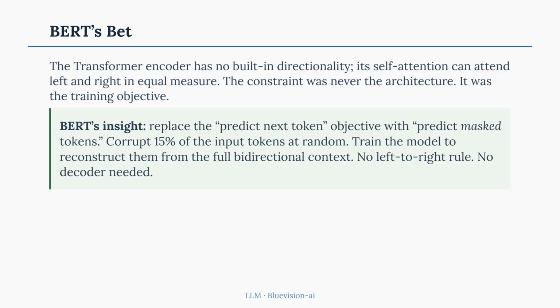BERT's answer: instead of predicting the next token, corrupt the input and predict the corrupted tokens. Randomly mask 15% of the tokens. Replace them with a special mask placeholder. Train the encoder to reconstruct the originals, using everything around them, left and right. No decoder needed, no left to right rule. In other words, you hand the model a damaged sentence and say, fix it.